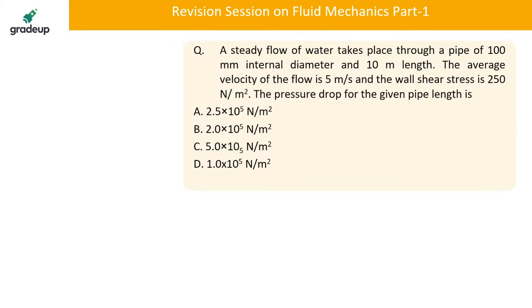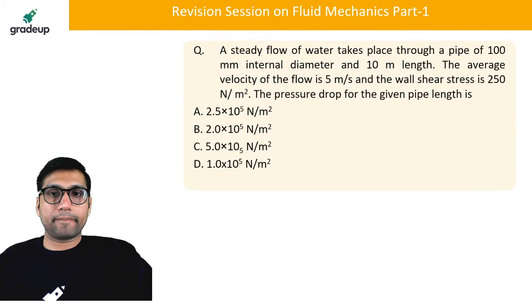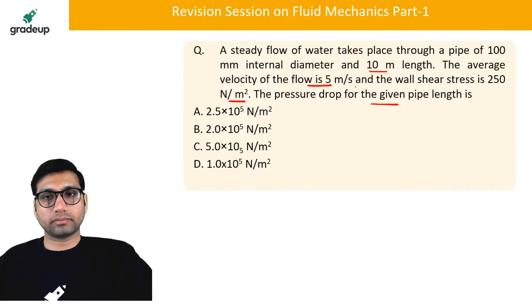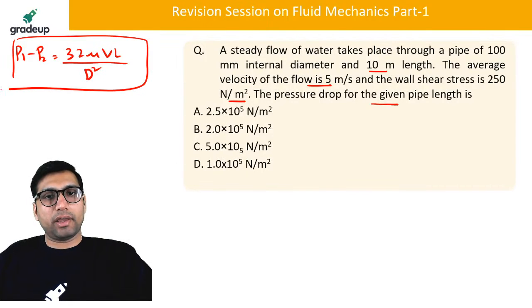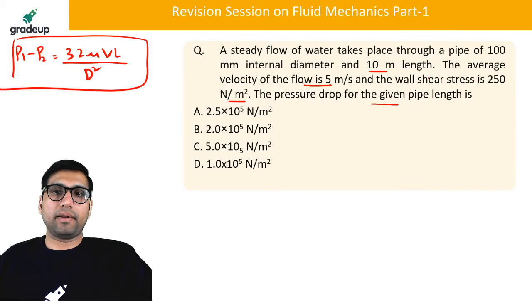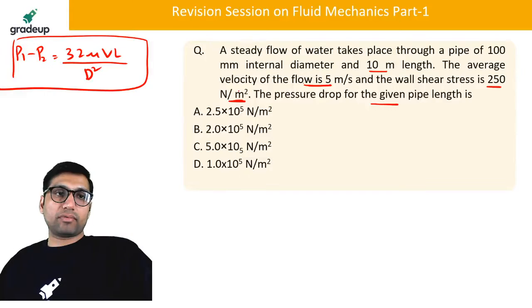Okay. Next question: a steady flow of water takes place through a pipe of 100 mm internal diameter and 10 meter length. The average velocity of the flow is 5 meter per second, and the wall shear stress is 250 Newton per meter square. The pressure drop for the given length you have to find. So you have to find the pressure drop for the flow through pipe, that is equal to 32 mu VL by D square. You know the formula, the average velocity is also given. The wall shear stress is given 250 Newton per meter square. So you have to find the value of the pressure drop. Quickly answer the question, everyone.